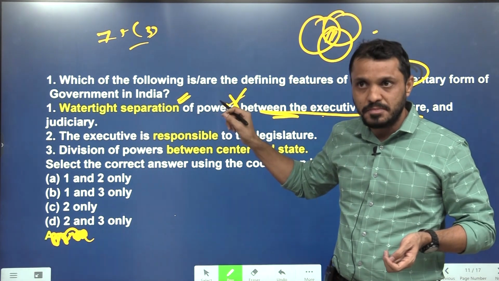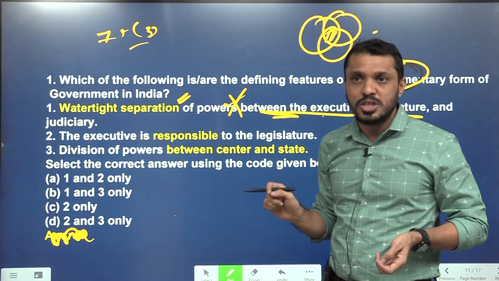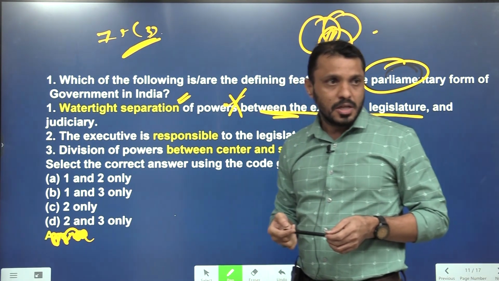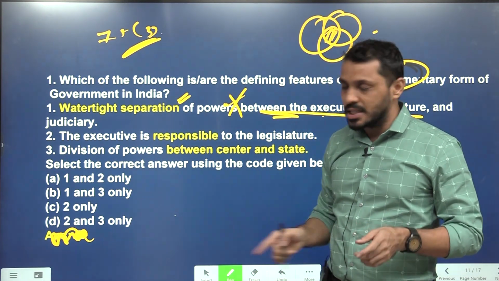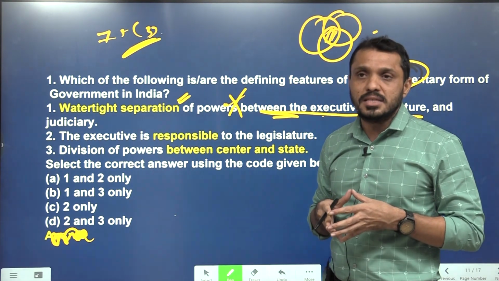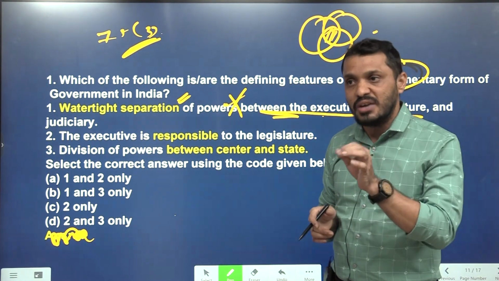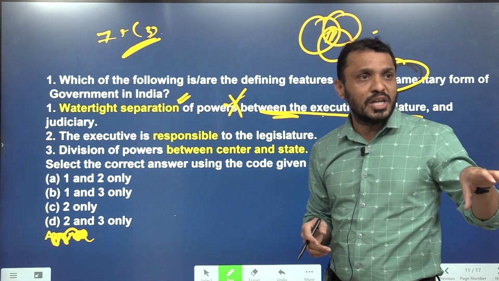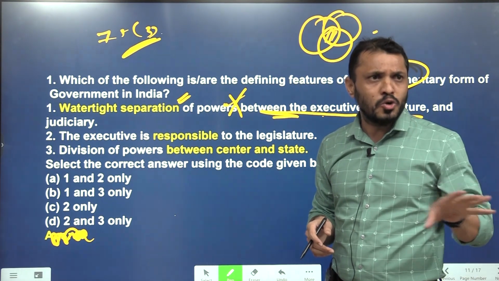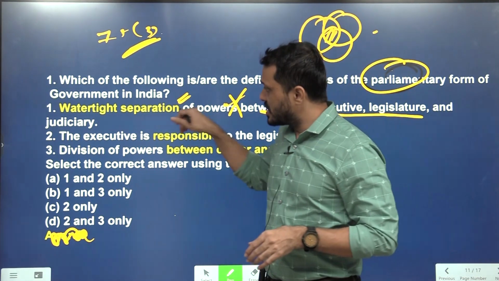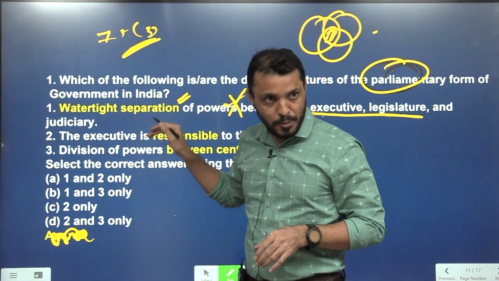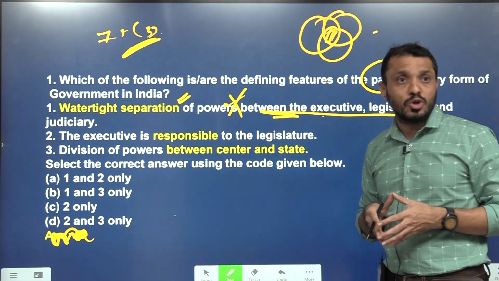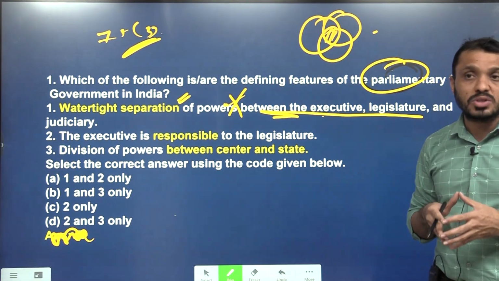Article 75, clause 3 is saying that the Council of Ministers are collectively responsible to the Lok Sabha. This is the fundamental feature of the parliamentary form of government. So we have to be that perfect when answering polity, because polity is a subject where the scoring can be very high if you are careful enough. Otherwise, with S&T or economy, the cost-benefit ratio will be very low. Even if you are inch perfect in those subjects, answering the questions will be very difficult. But in polity, with a little carefulness, you can answer. So Article 75 clause 3 says the Council of Ministers are collectively responsible to the House of the People.